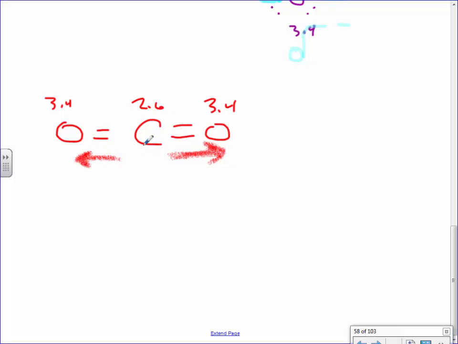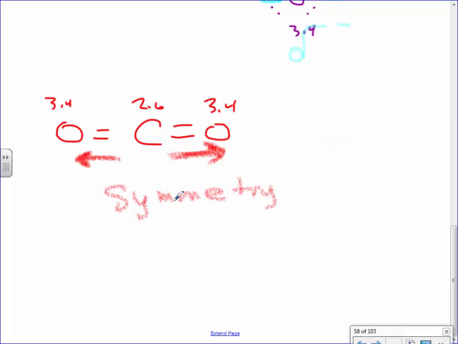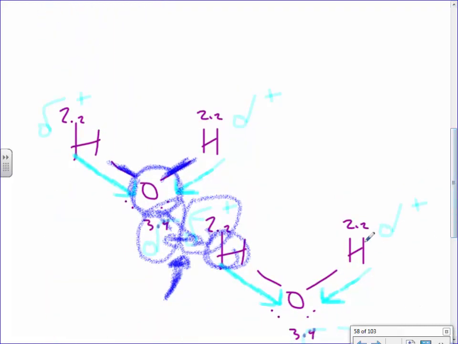If I get pulled equally on both sides, I know both sides are getting pulled, but really, due to symmetry, I should really change out of the crayon. This looks really kindergartenish. Due to symmetry, you have an equal amount of pull, and based on this, although your molecule is getting pulled in both directions, what ends up happening is this is a non-polar molecule. I want to go back and show you water again.